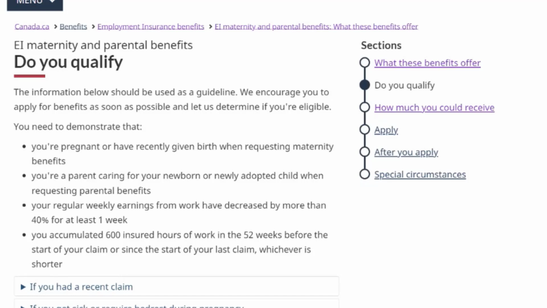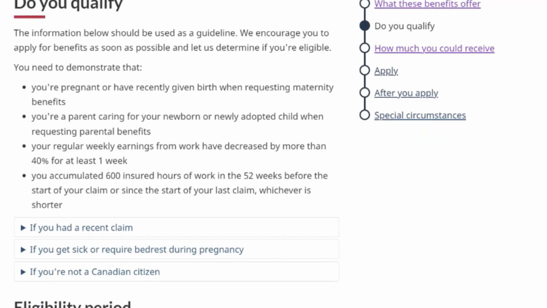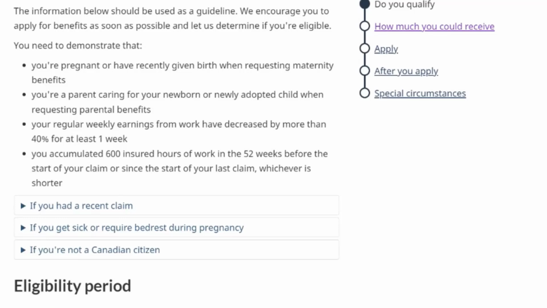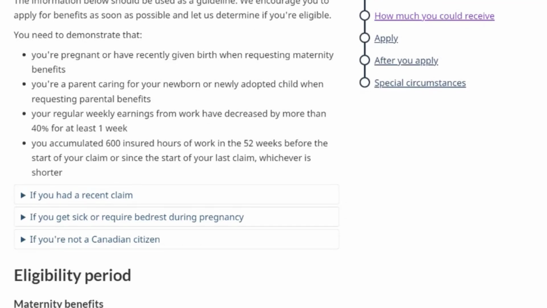Now, let's understand who qualifies for EI maternity and parental benefits. The information provided serves as a general guide, but we urge you to apply for benefits as soon as possible and allow us to determine your eligibility. You're pregnant or have recently given birth when requesting maternity benefits.